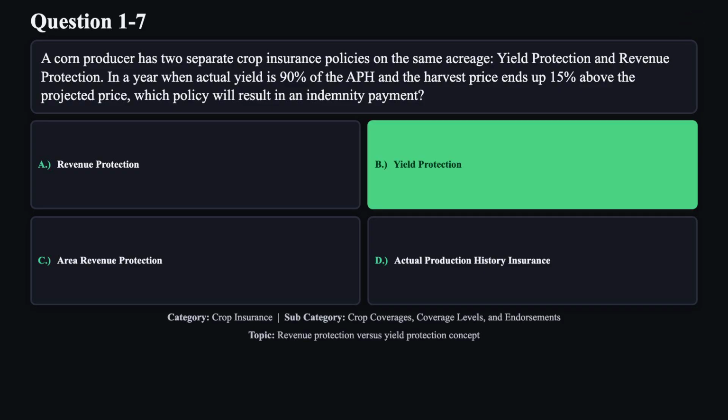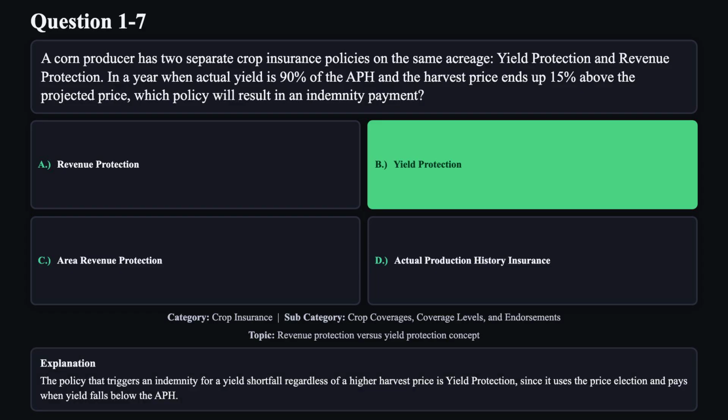The correct answer is B. The policy that triggers an indemnity for a yield shortfall regardless of a higher harvest price is yield protection, since it uses the price selection and pays when yield falls below the APH.